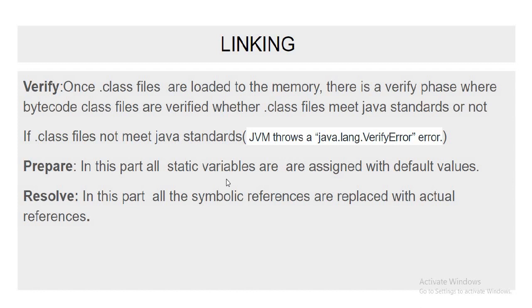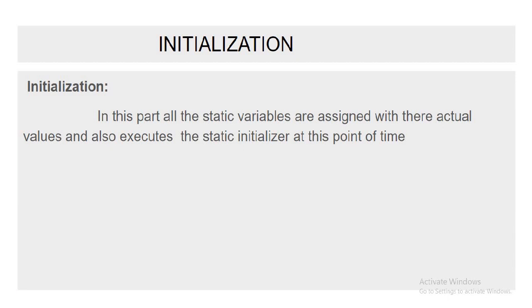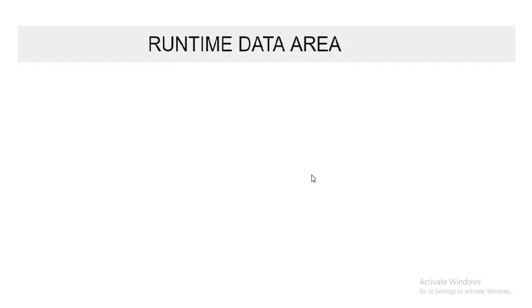Next is the prepare phase. In this phase, all the static variables are assigned default values. And the resolve phase: in this part, all symbolic references are replaced with actual references. We are done with loading and linking, and we are pending with initialization. In this initialization phase, all the static variables are assigned their actual values. In the prepare phase, the static variables were assigned default values; here they are assigned the actual values, and this initialization phase will also execute static initializers at that point of time. We are done with the class loader area.